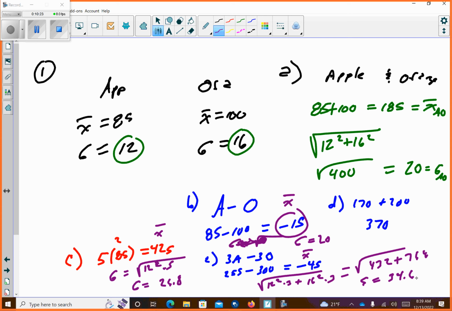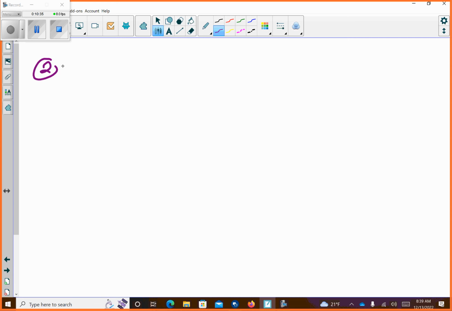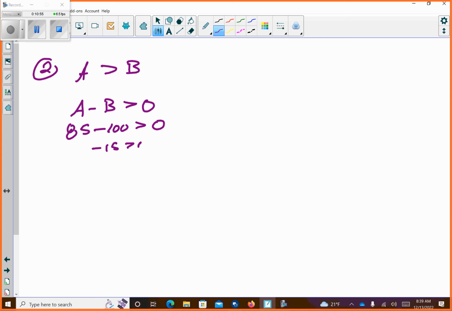All right, problem number 2. Create shaded bell curves and calculated commands. 1 apple and 1 orange is selected. What is the chance that the apple weighs more than the orange? So then I'm going to go A minus B is greater than 0. So the apple weighs 85. The orange weighs 100. So then we kind of come up with this. Negative 15 is greater than 0, which is kind of obscure.